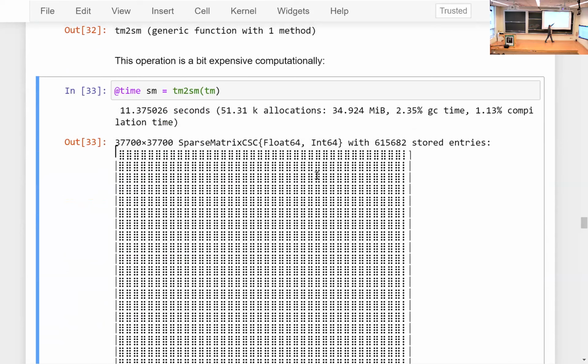Now, as you can see, we have more non-zero entries in this matrix. Why? Because originally the diagonal was 0, and now we have put something on the diagonal.